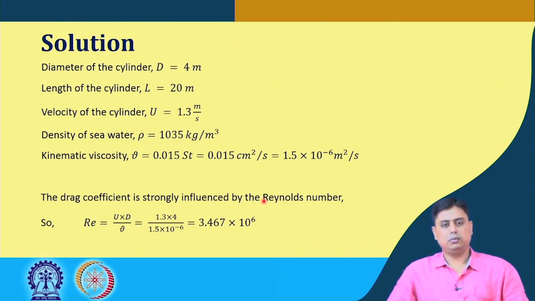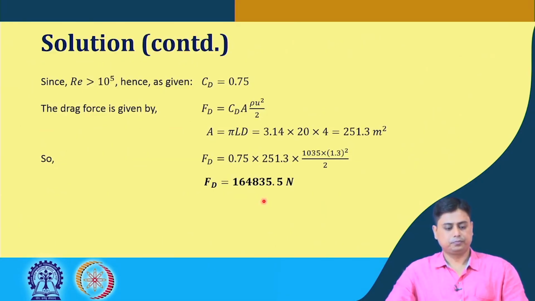We see for this particular problem the Reynolds number is in the magnitude of 10 to the power 6, which is much higher than 10 to the power 5. So, we can consider the drag coefficient CD value as 0.75, that is mentioned in the information given in the problem. Okay. So, we have to now calculate the drag force, and for that, the area on which it is acting.